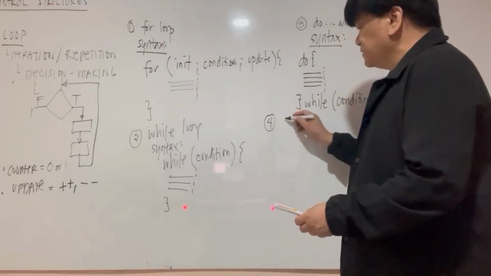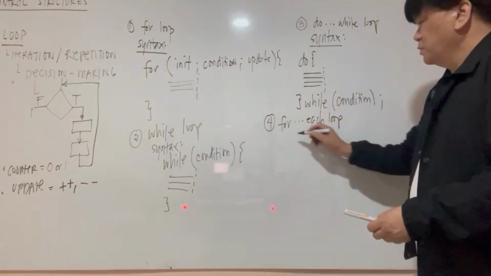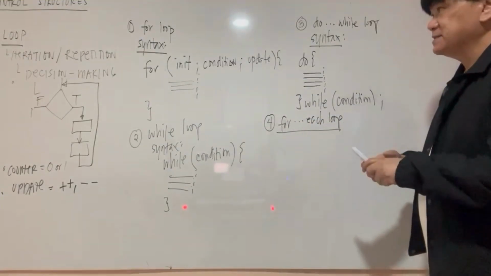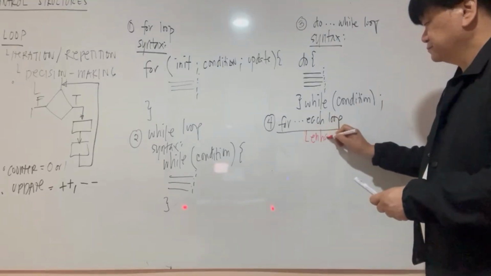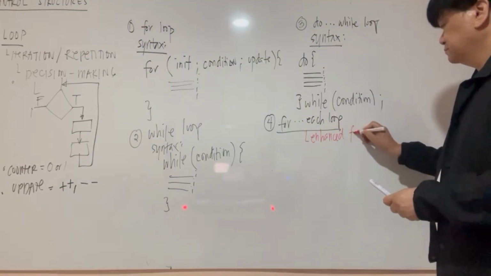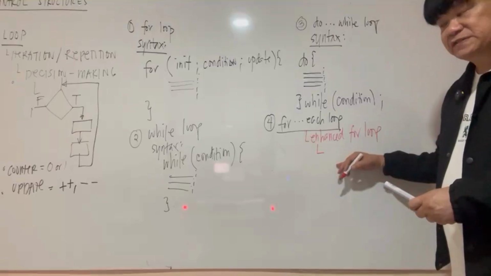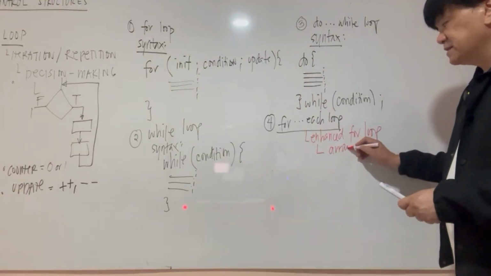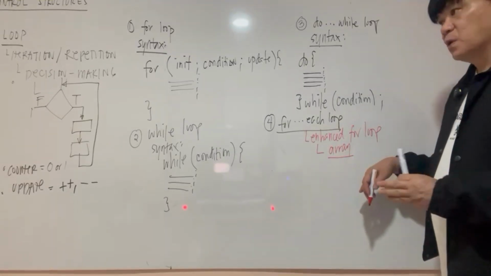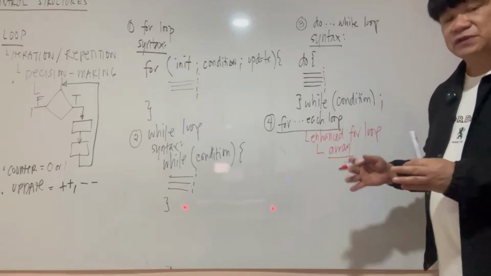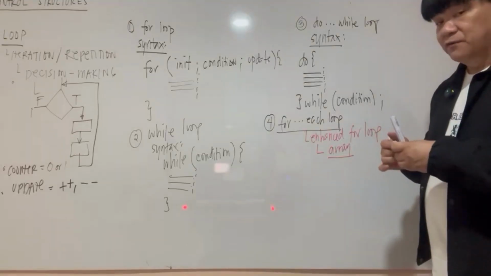Number 4 is the for each loop, which is commonly used in array. This is actually an enhanced for loop, which is again commonly used in array. Array is a data structure. It's a fundamental data structure in programming, which stores multiple values of the same data type. So we'll be talking about array in my next video or videos to come.